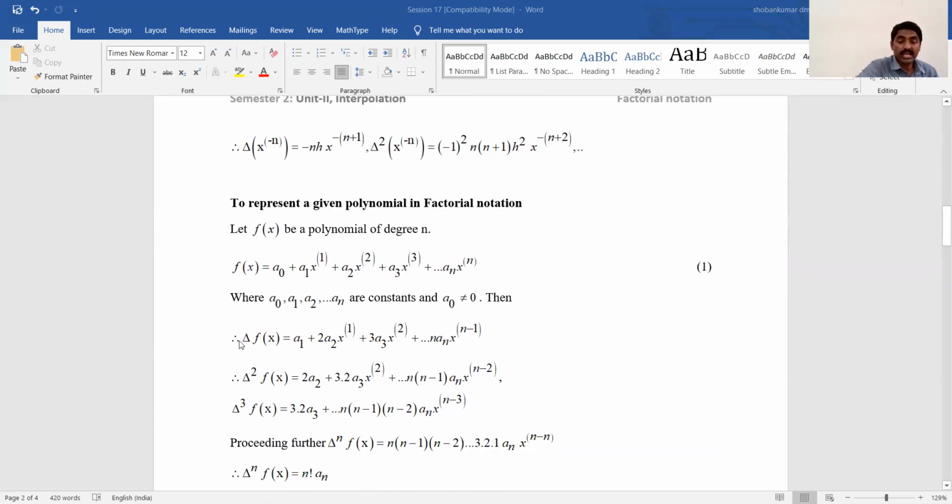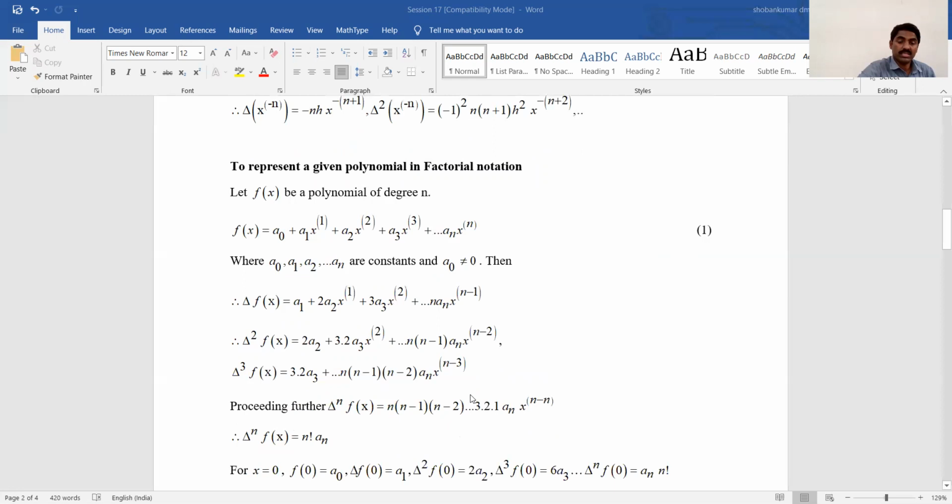Similarly, applying delta again on this, delta square f of x, the constant should be 0. It becomes 2a2 plus 3 into 2 into a3 x to the power 2 plus n into n minus 1 into an x to the power n minus 2. Therefore, delta cube f of x is equal to 3 into 2a3 plus and so on, n into n minus 1 into n minus 2 into an x to the power n minus 3.